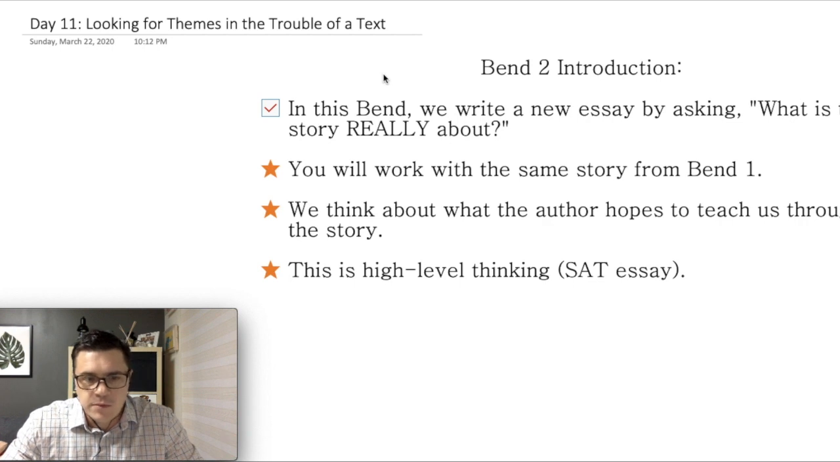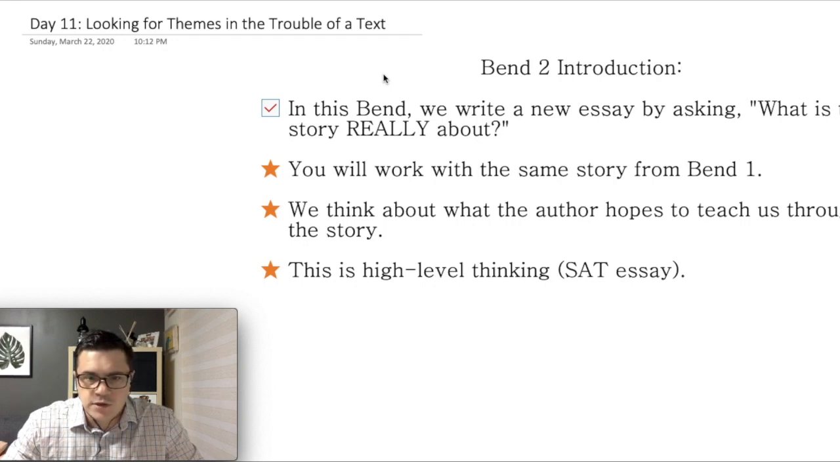Okay, and this may be new for some of you, and part of what we do today is go through the steps that help us identify a theme. So just to note, you're not working on a new story or new book, so you'll be writing about the book or the story that you wrote about in Bend 1. So if you wrote about Augie in Bend 1, in Bend 2 you'll be writing about themes in Wonder. One definition we can use to help us understand theme is to think about what the author hopes to teach us through the story. And we'll talk more about that in a minute.